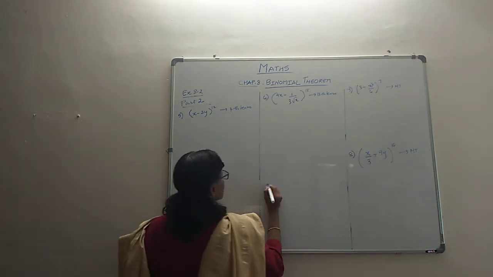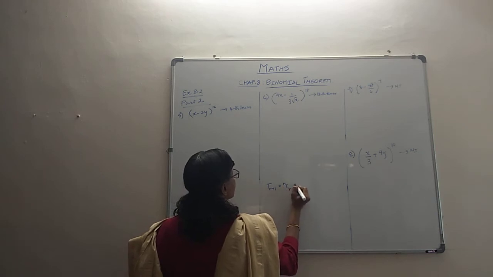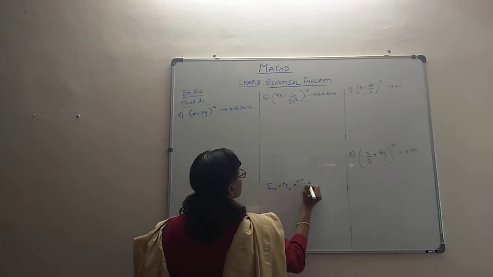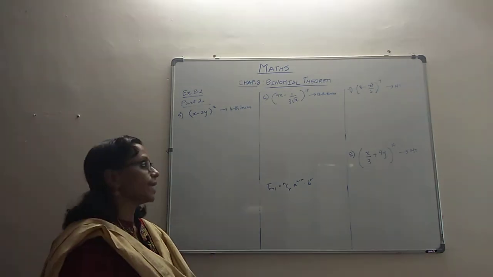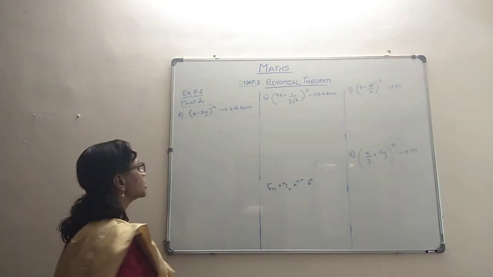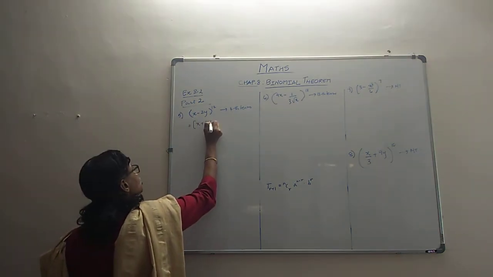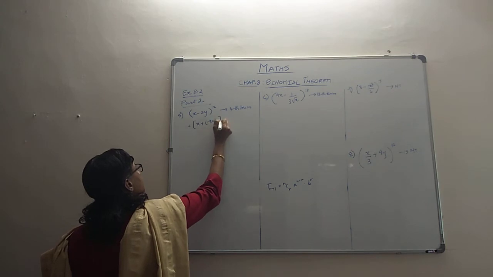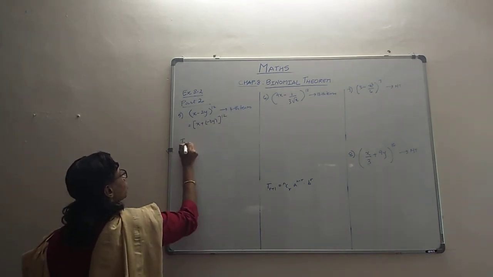I hope you remember that any r plus 1th term is given as nCr a raised to n minus r into b raised to r for an expression which is of the type (a plus b) whole raised to n. So we right away go across it, except for the fact that we will try to look at it as (x plus minus 2y) whole raised to 12. So they ask us the fourth term, T4.